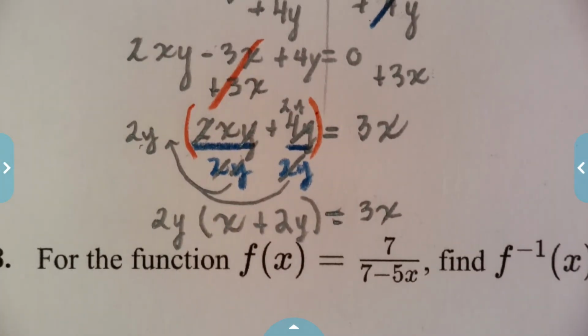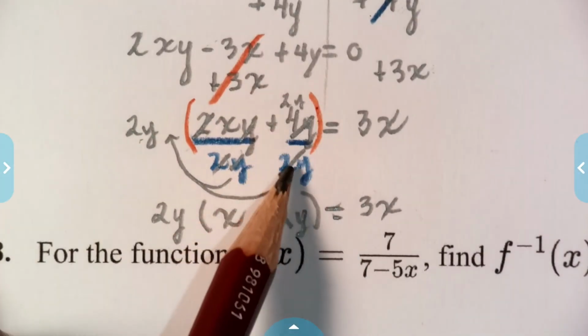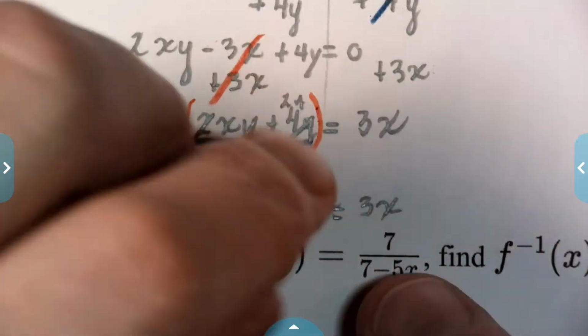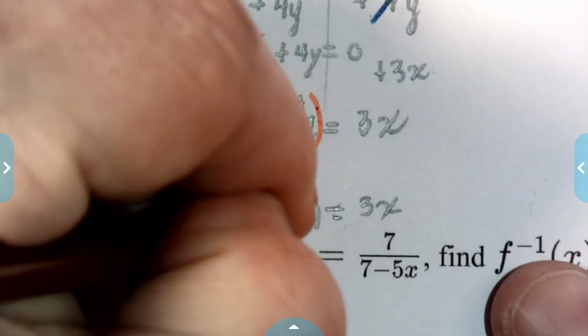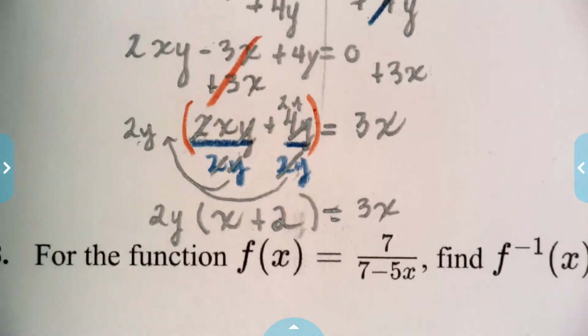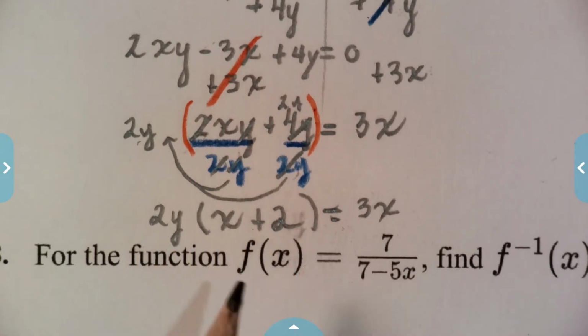I'm sorry, I made a small mistake here. When I divided 4y by 2y, I actually canceled the y's out. So this is not a y, it's just x plus 2. Okay. All right, we're really close to being done. I just have to divide both sides by x plus 2 and then get rid of the 2 in front of the y, and we'll be good to go.